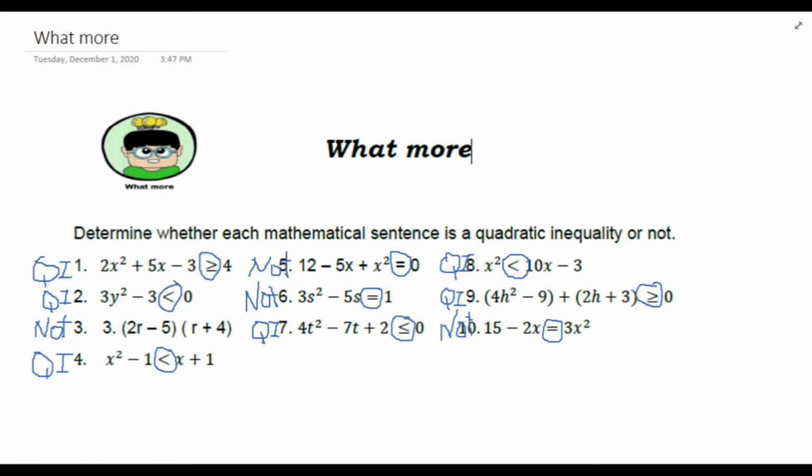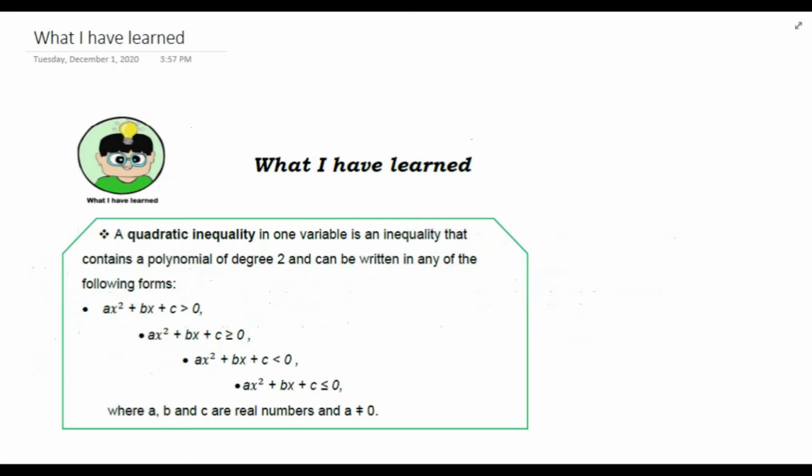Okay, let us continue. So what have you learned from this discussion? You learned about a quadratic inequality. What is a quadratic inequality? A quadratic inequality in one variable is an inequality that contains a polynomial of degree 2 and can be written in any of the following forms.